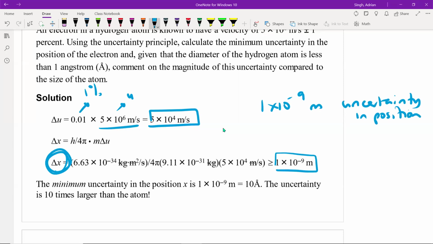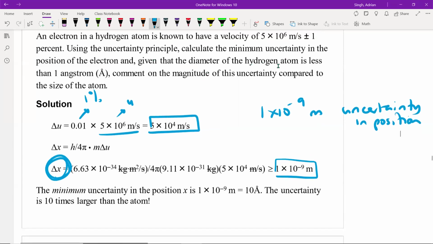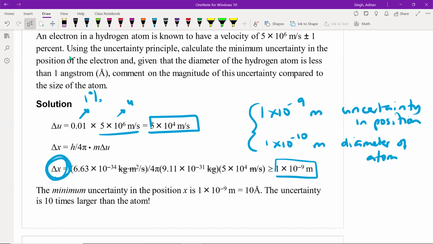And then up above, we said that the diameter of the hydrogen atom is less than 1 angstrom. Okay, so an angstrom is 1 times 10 to the negative 10 meters. That's the diameter of the atom. So when we compare these, we find that the uncertainty in the position is actually 10 times the size, the diameter of the atom.